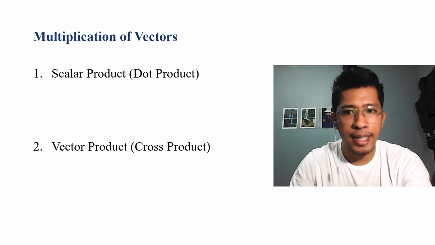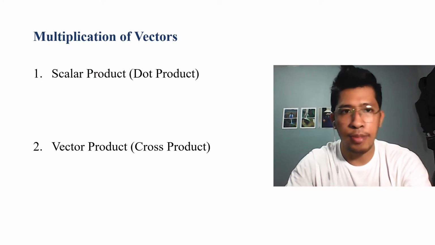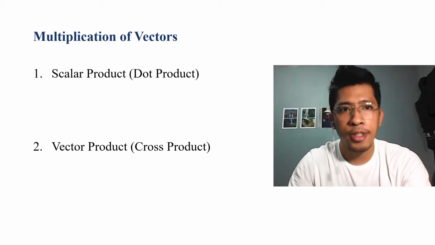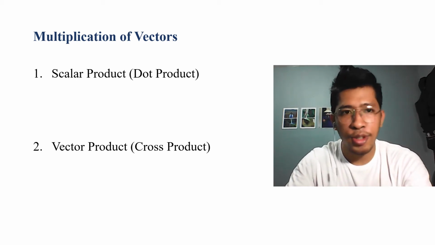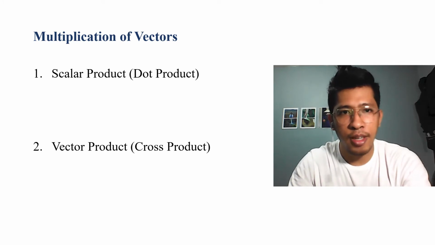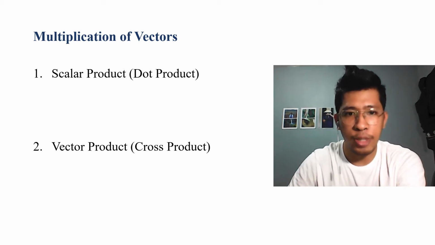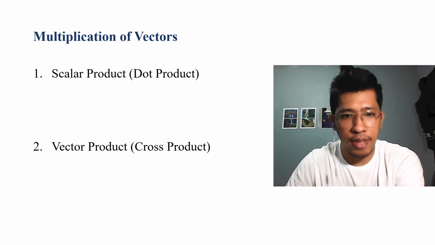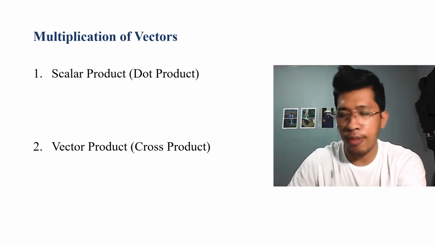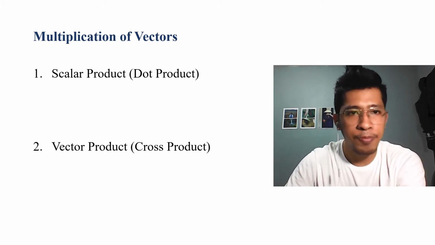And now we are finally down to our last topic on multiplication of vectors. In the multiplication of vectors, we have actually two types. The first type is the scalar product, also called the dot product. And the second is your vector product, which is also called your cross product. The names are actually very significant for us to remember everything.